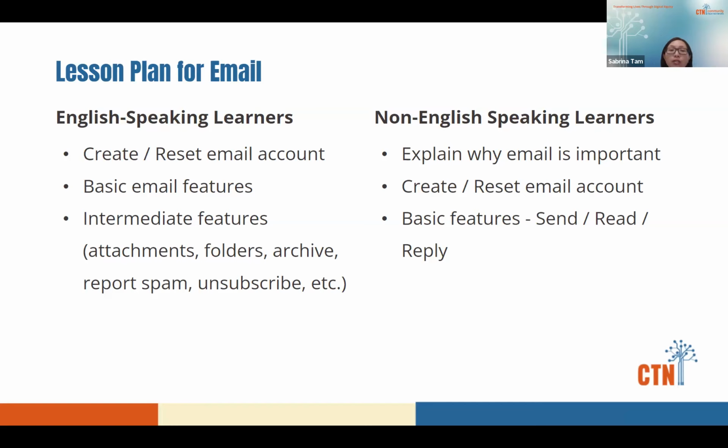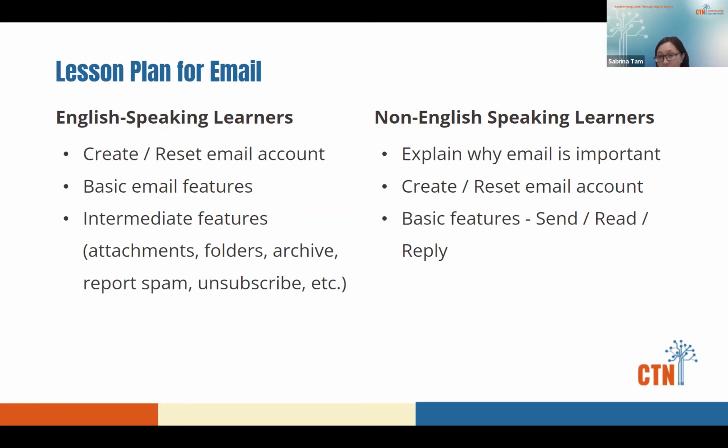For English speaking learners, most of them already have an email account. So they may just have to reset the email account if they forget the password, but they already know the basic email features. Beyond that, they want to learn more intermediate features, such as how to attach a photo or document to the email, how to create folders, how to archive or report spam, etc.